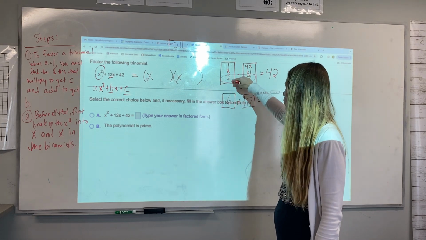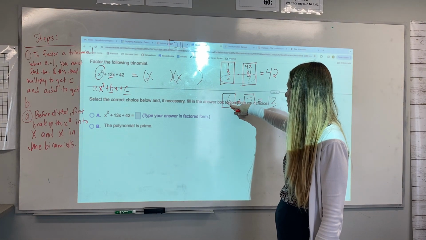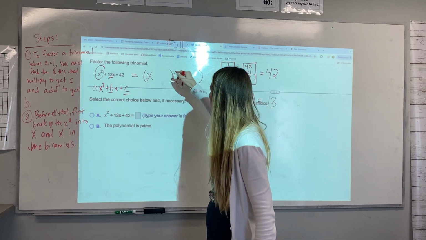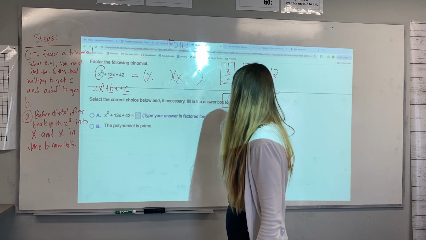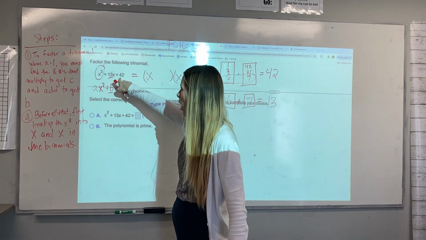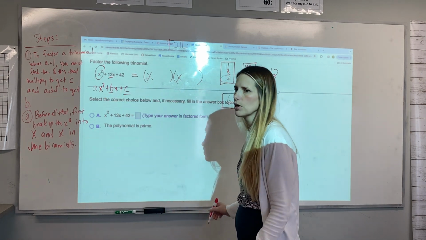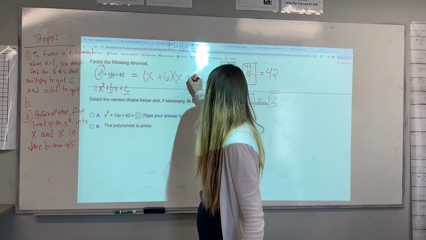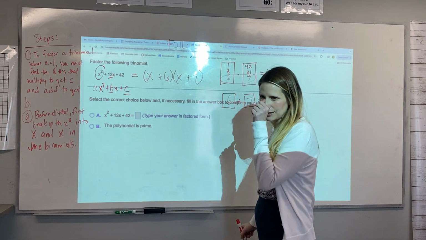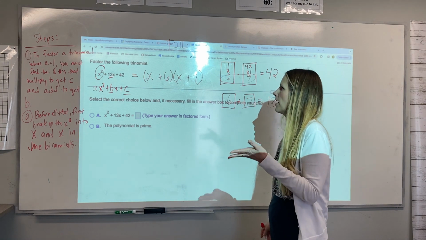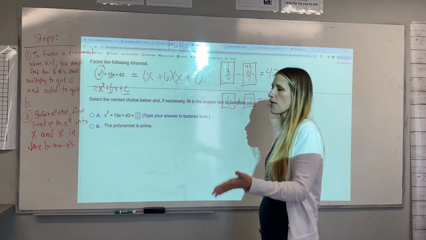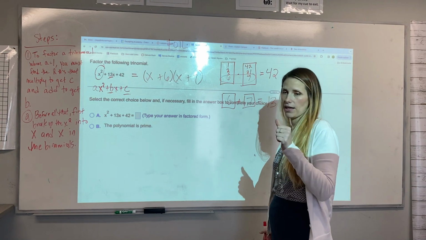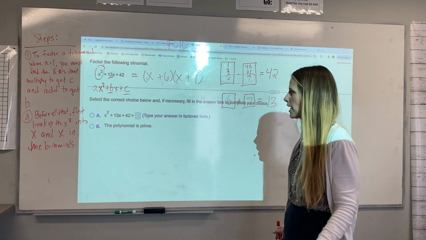So once you decide which of these pairs is the lucky winner, these are the numbers that go as your last terms. Now we're dealing with a positive product and a positive sum, so it's positive, positive. So plus 6 and plus 7, nice and simple. Or you could have x plus 7 first, then x plus 6. They are the same thing, commutative property of multiplication.